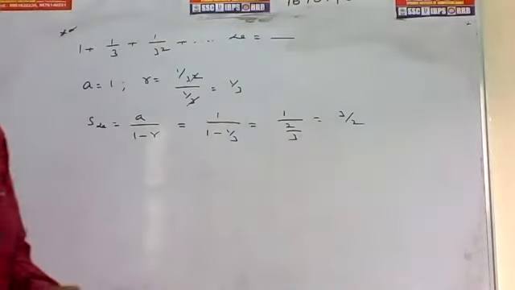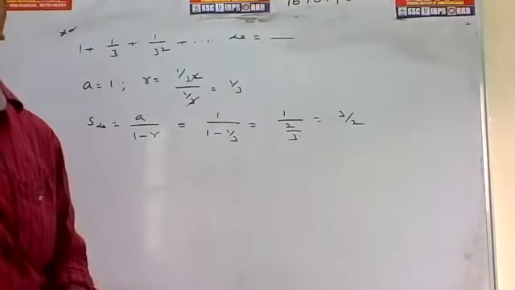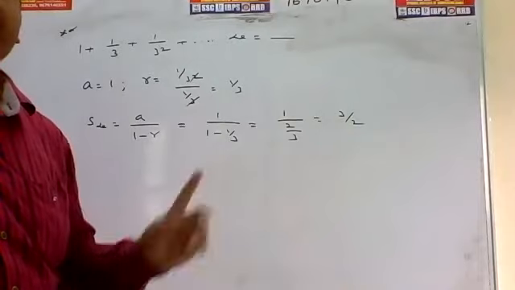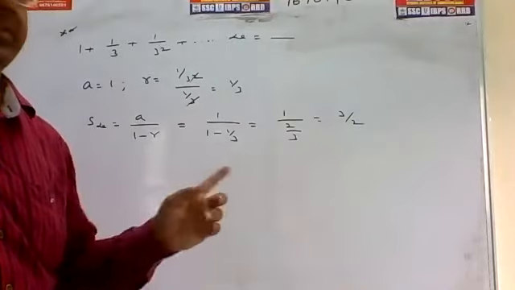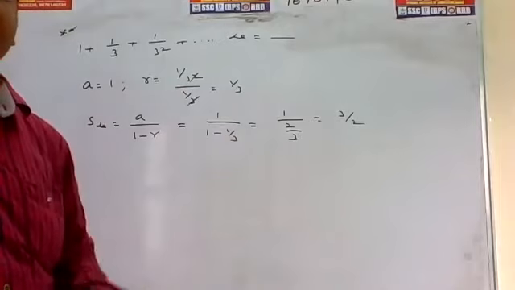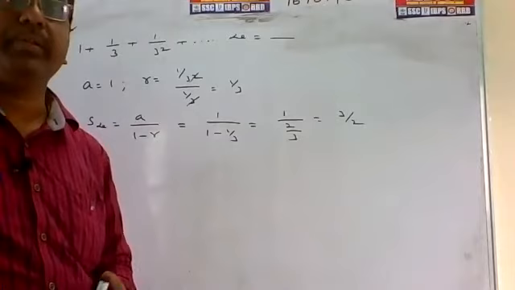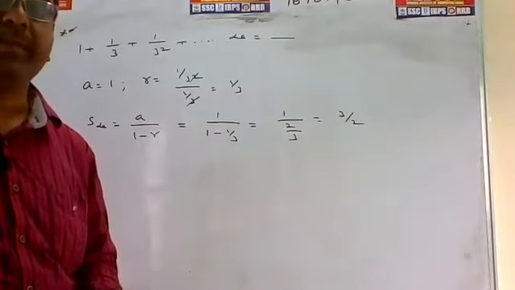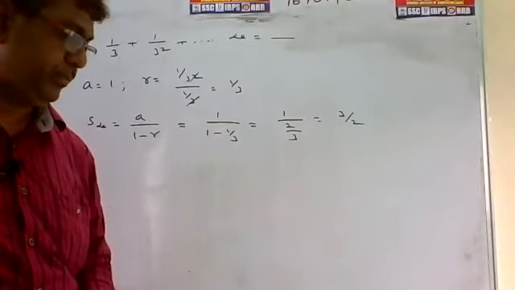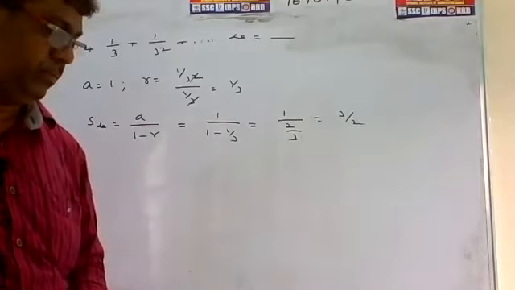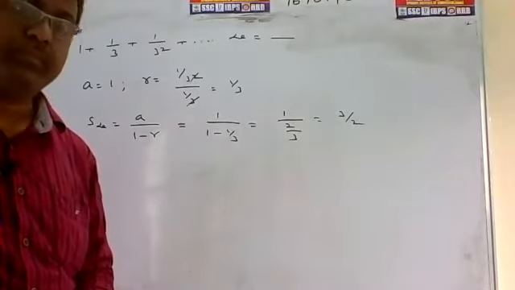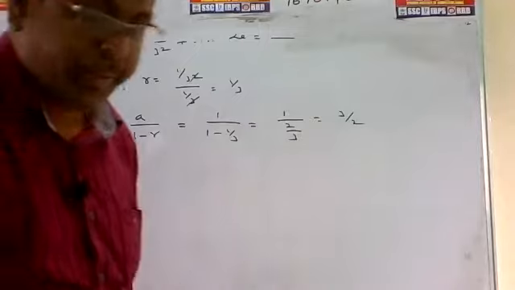So the question is 1 plus 1 by 3 plus 1 by 3 square and so on infinity is equal to dash. So the answer is 3 by 2, it is the right answer. Next question.